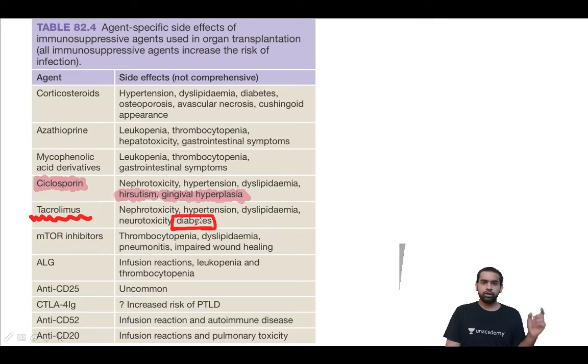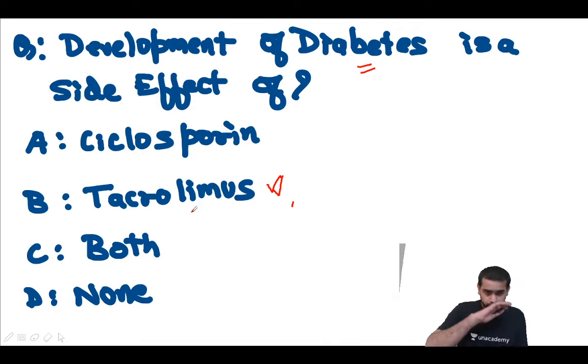What about the tacrolimus? It is associated with diabetes. Okay, so did you get it, guys? Please understand. I'll just talk to you about this. Calcineurin inhibitors: cyclosporin, tacrolimus, both.